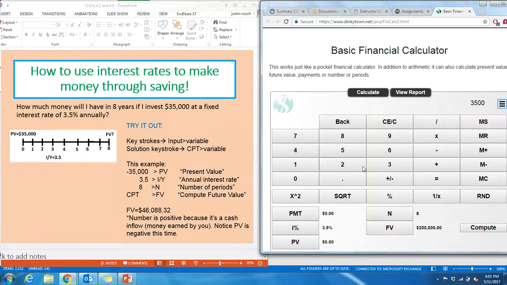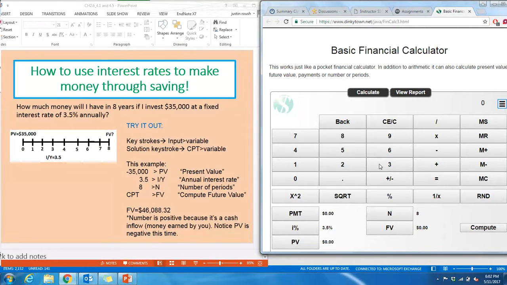Okay, so what we do here is we have $35,000. Whoops, here we go. $35,000 input. We have a 3.5 interest rate. So you notice how I'm clicking the numbers first and then assigning them variables. 8 is the number of periods. And we don't have any payments, so let's make sure that's 0. We are going to compute the future value.